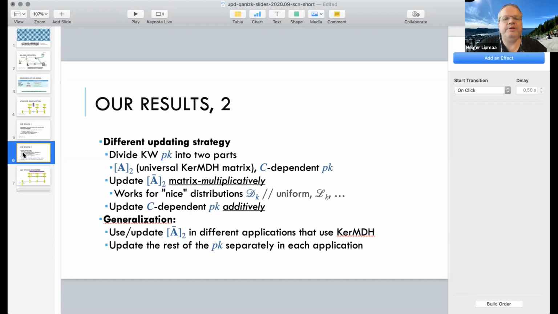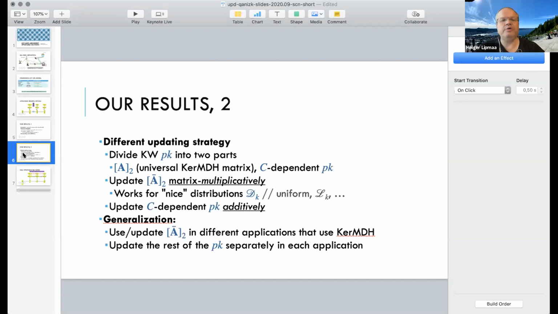So the public key in our case, Kiltsen V's public key, is divided into two parts. One of them is this universal key, and another one is this specialized key. The interesting thing here is that the universal key is just a Kerr MDH hard matrix. So in the common case, it could be just a 1 times 1 matrix or one group element. And the rest depends on the concrete subspace, the concrete language.